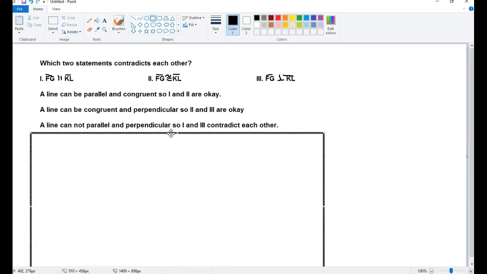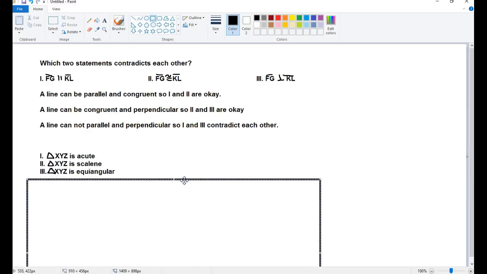So 1 and 3 contradict each other. These are all what I just said, just written out. A line can be parallel and congruent, so 1 and 2 are okay. A line can be congruent and perpendicular, 2 and 3. A line cannot be parallel and perpendicular.